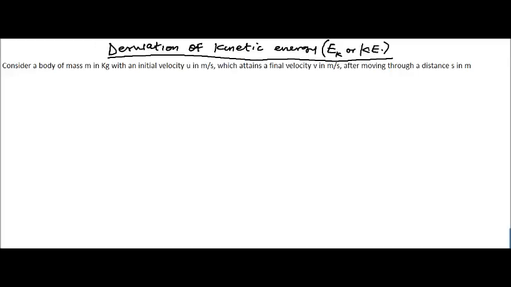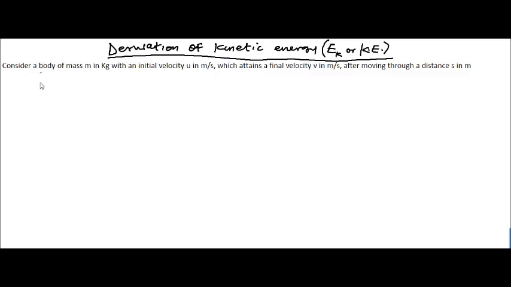Hi everyone, today I'm going to be showing you the derivation of kinetic energy. Now let's look at the equation. Consider a body of mass m in kilogram with an initial velocity u in meter per second, which attains a final velocity v in meter per second after moving through a distance s in meter. Now how do we determine the kinetic energy?